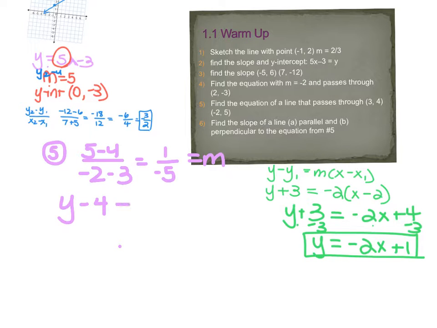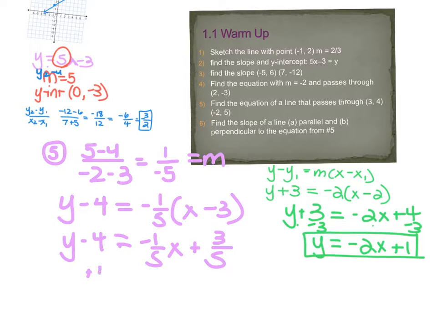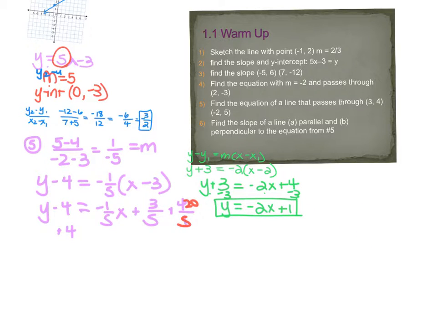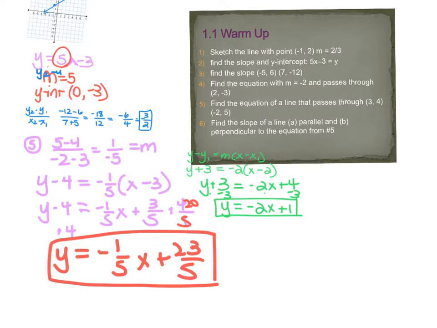y minus y1 would be 4 equals -1/5 times x minus 3. Distribute the -1/5 and then add the 4. So 4 over 1 becomes 20 over 5. And I get y equals -1/5 x plus 23 over 5. You can leave it like that as long as that y-intercept is simplified. If you want to put it into mixed number format, you can. Doesn't matter. If I was going to graph that, obviously, I'd have to put it in mixed number.